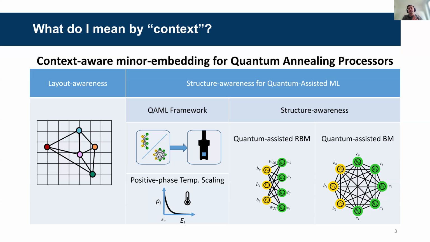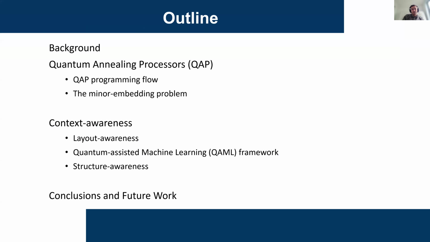For the case of structure awareness, it relates to quantum-assisted machine learning specifically. So I'll also have to mention some collateral work, or some things that we have to do to make those ideas work. I'll give you first a simple outline, beginning with some background, again focusing on the programming flow and minor embedding, and then followed by the contributions and conclusions.